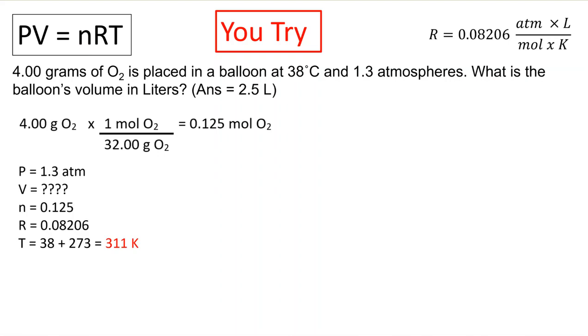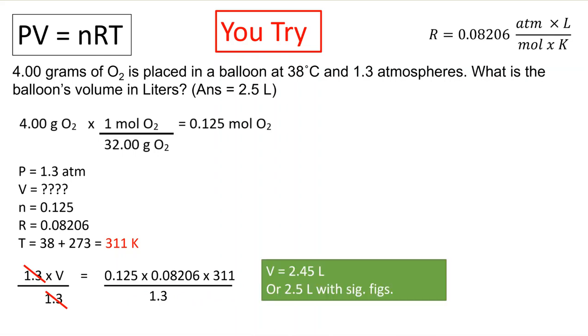So the only thing that we have to solve for is volume. So we have our pressure, we have 0.125 moles, there's our value of R, there's our temperature in kelvins. We have to isolate volume by dividing everything through by 1.3. And when we solve for volume, we have that volume is 2.45 liters, or 2.5 liters with sig figs.